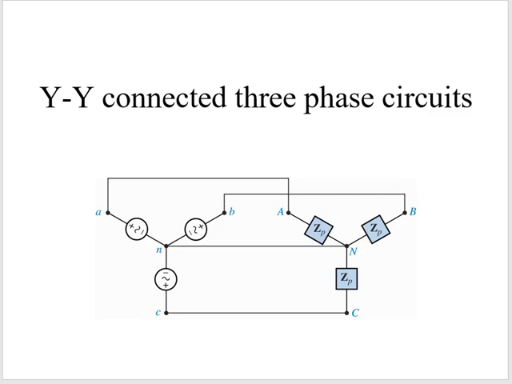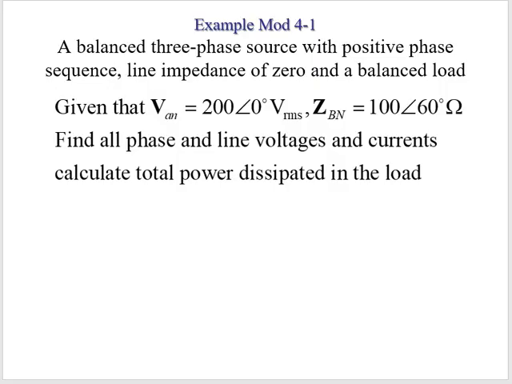Let's look at an example of a problem with a YY connected three-phase circuit. If we have a balanced source with a balanced positive phase sequence, a line impedance of 0, and a balanced load. We're also given that the VAN is 200 angle 0 degrees. We have RMS voltages, and we have the impedance on the BN phase. We want to find all phase and line voltages and currents and calculate the total power dissipated in the load.